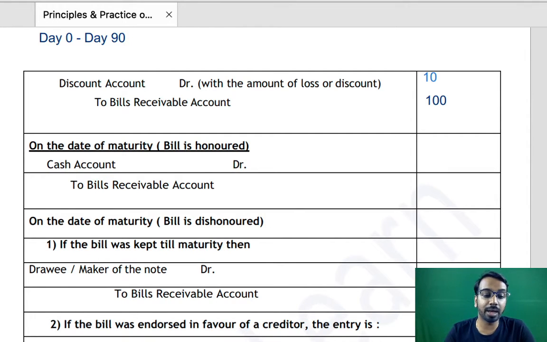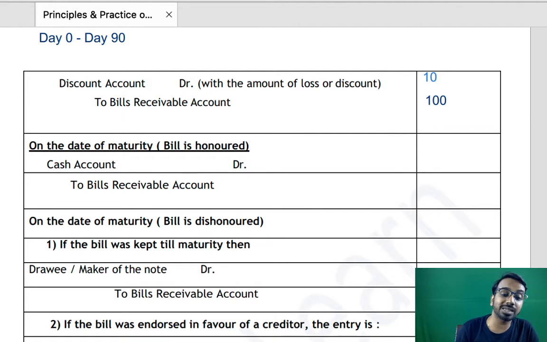was discounted with the bank, the debtor does not pay the amount on the due date. In that case, what will happen? Will my bank keep quiet? My bank will not keep quiet. So when my bank will not keep quiet, I have to pay the money to the bank, and this amount I have to recover back from my original debtor. So you will debit the maker of the bill or the original debtor, and you will credit the bank account because you have to pay the money to bank.